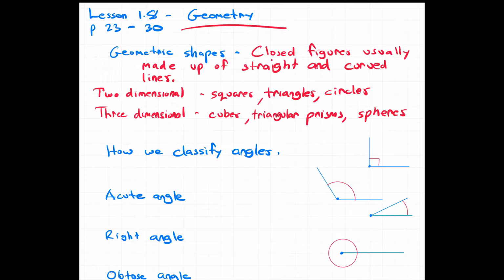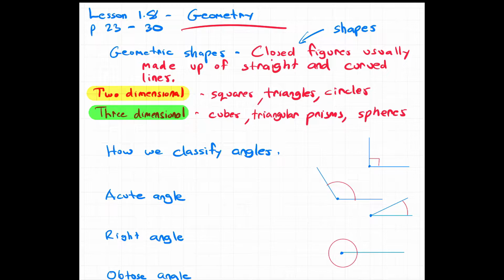So what are geometric shapes? Well, they're closed figures, which is just another fancy way of saying shapes, and they're usually made up of straight and curved lines, and we have basically two different types of geometric shapes. The first one we're going to look at are two-dimensional geometric shapes, and these would be squares, triangles, and circles. And later we'll look at three-dimensional shapes, which would be cubes, triangular prisms, and spheres.